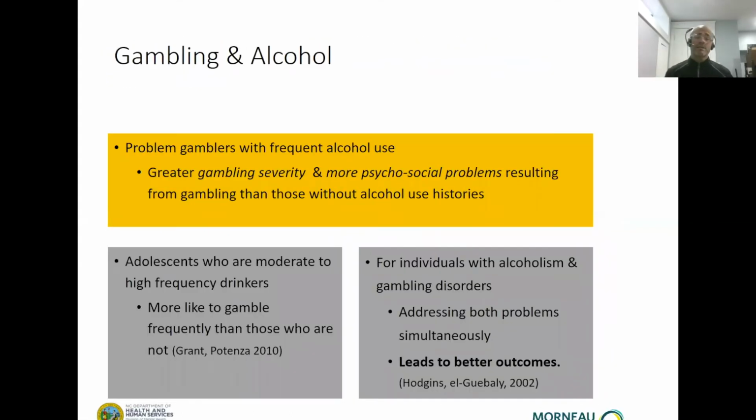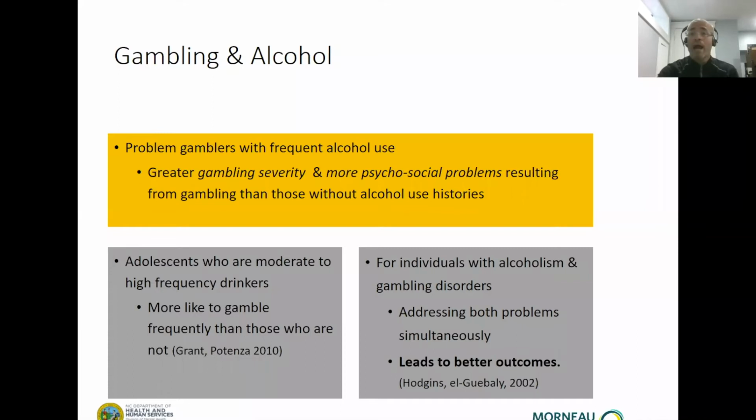Looking at the top box here, of course, there are higher levels of consequences that come with frequent alcohol use when gambling because of the obvious poor judgment, bad decision-making, loss of control, everything that comes with being intoxicated. Grant and Potenza report that adolescents who engage in moderate levels of drinking are more likely to gamble. And then Hodgkins and El-Guebaly report that it's best to address both conditions simultaneously, which leads to better outcomes when problem gambling is comorbid with alcohol use disorders.